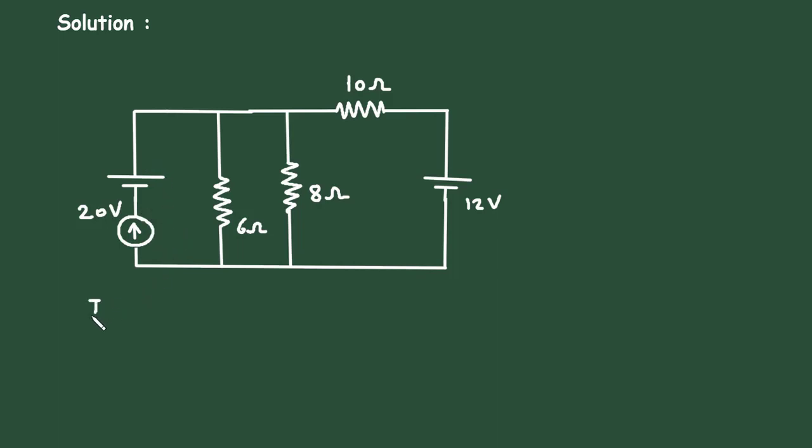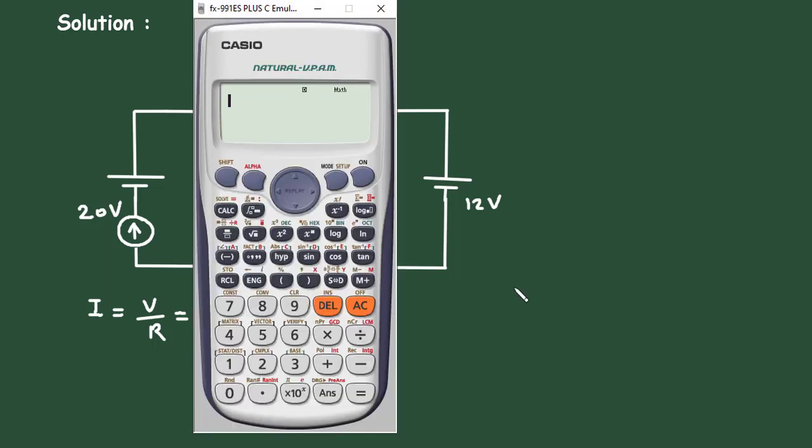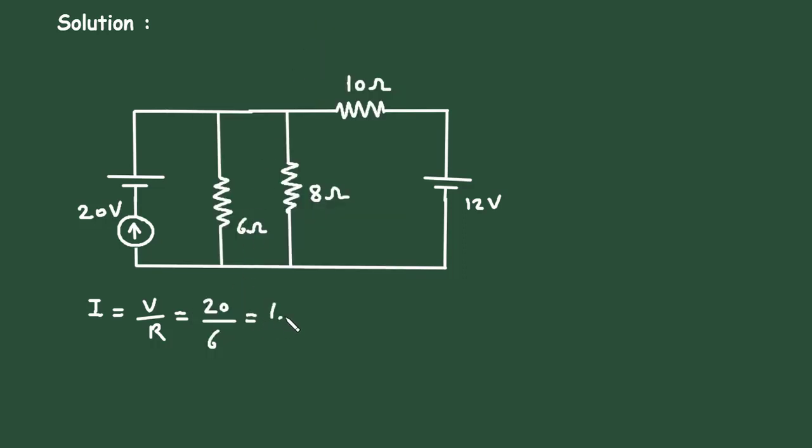And we know that I is equal to V by R. The value of voltage is 20 and the value of resistance is 6. So it is 20 divided by 6, that means 10 by 3 ampere. Now we can erase this voltage source from here.